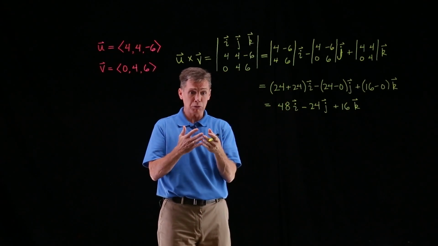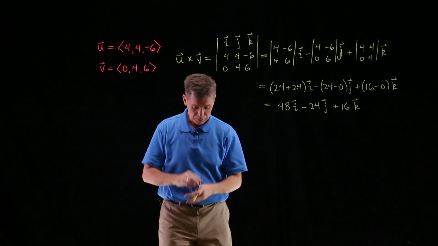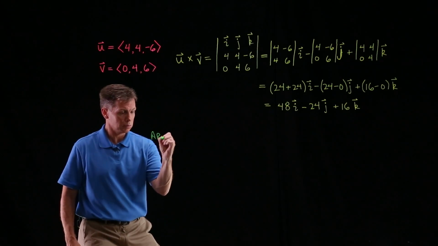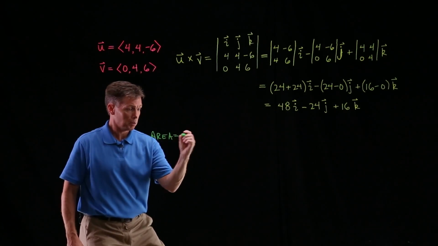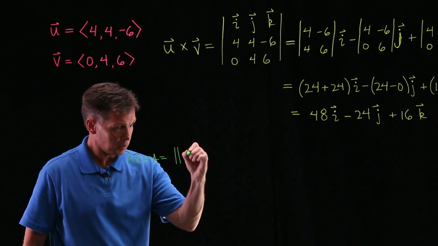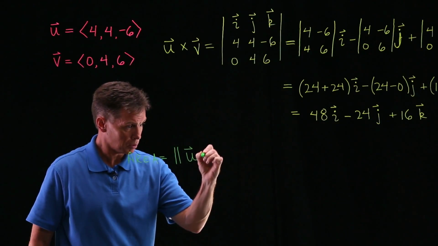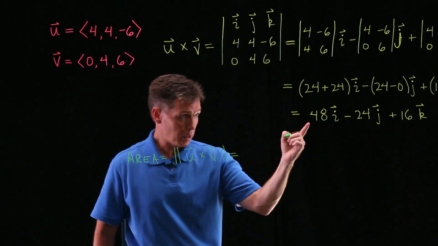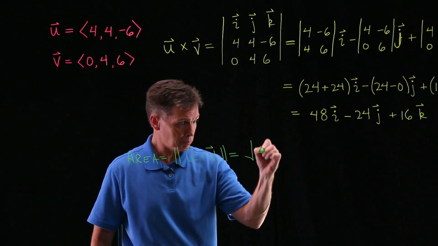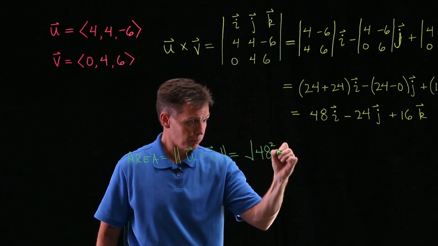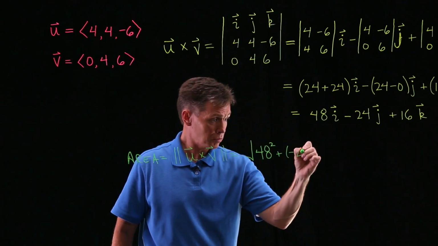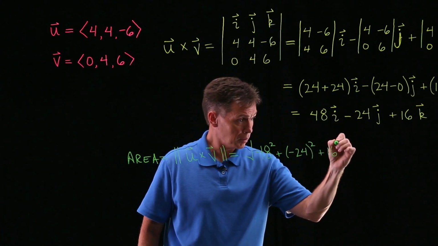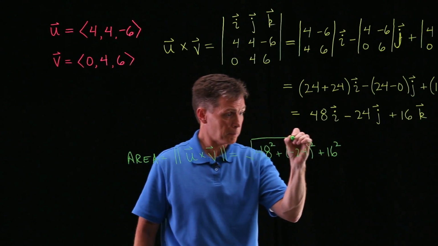As I mentioned, all we need now is the magnitude of that. You've got your answer. My area here equals the magnitude of u cross v, which equals the square root of each of these components squared: 48 squared plus minus 24 squared plus 16 squared, all under the radical.